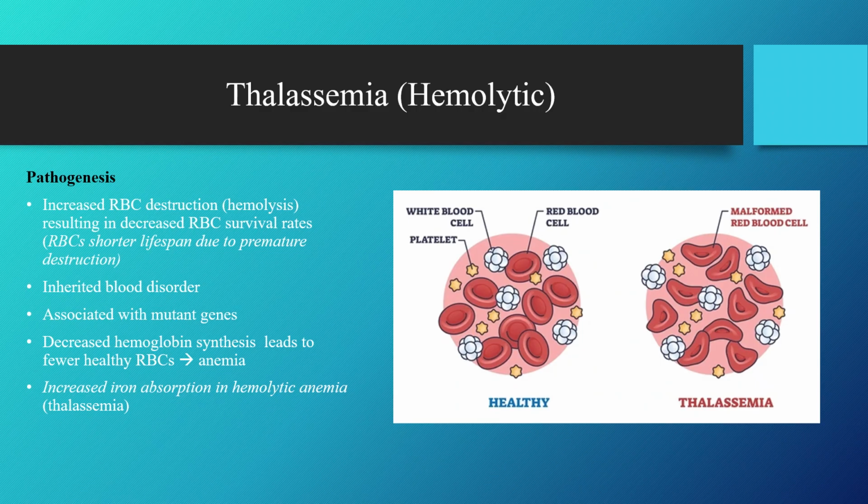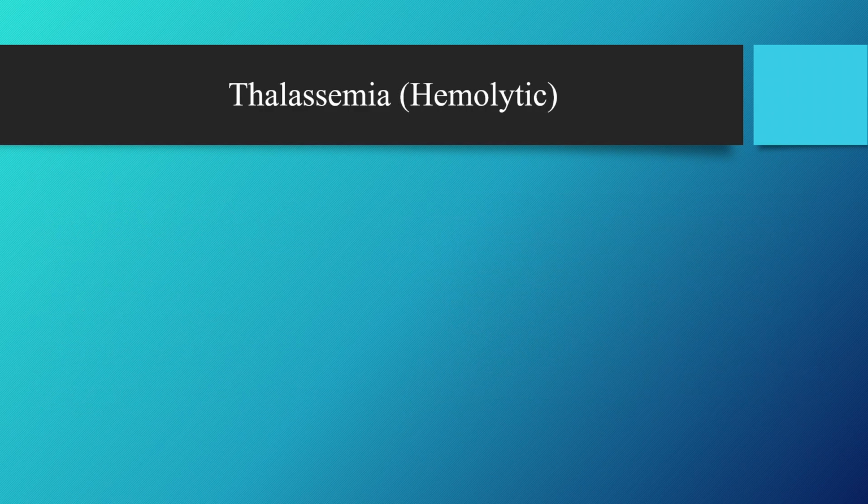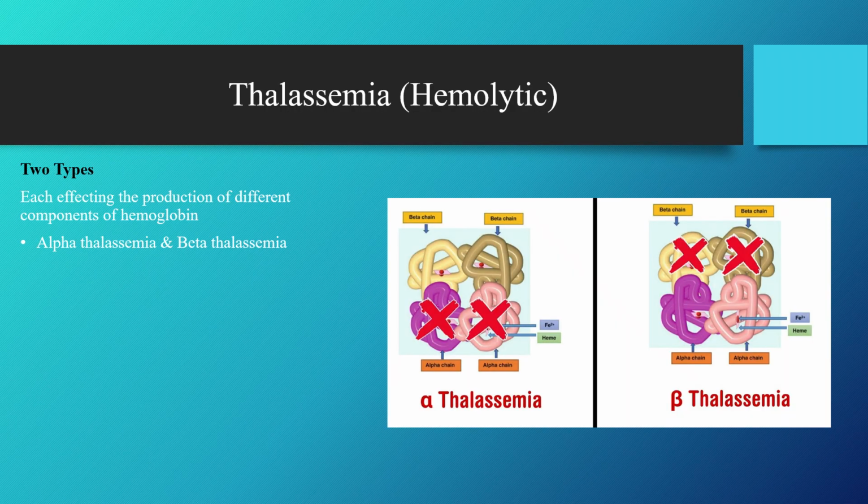When we look at the erythroblastic hyperplasia, this lab test actually results in indicated abnormal. So when we look at the pathogenesis, this is going to be an increased RBC destruction, resulting in a decreased RBC survival rate. There's two different types. Each affects the production differently. You have your alpha and your beta.